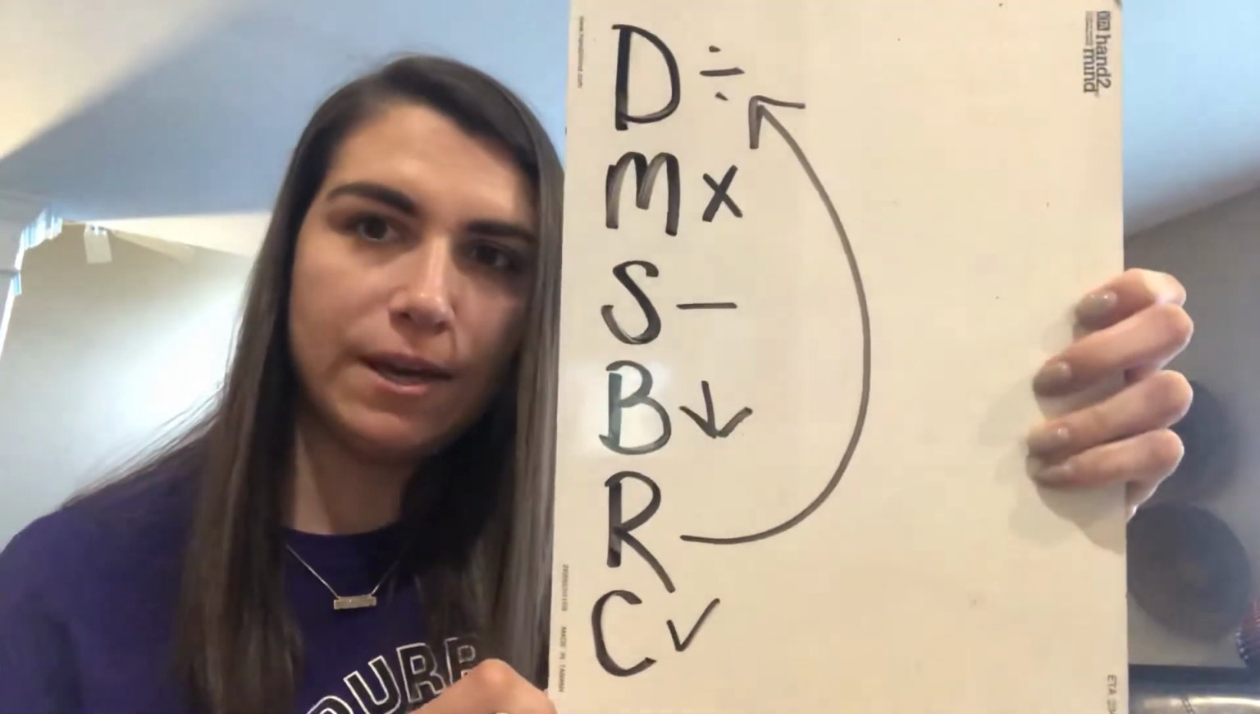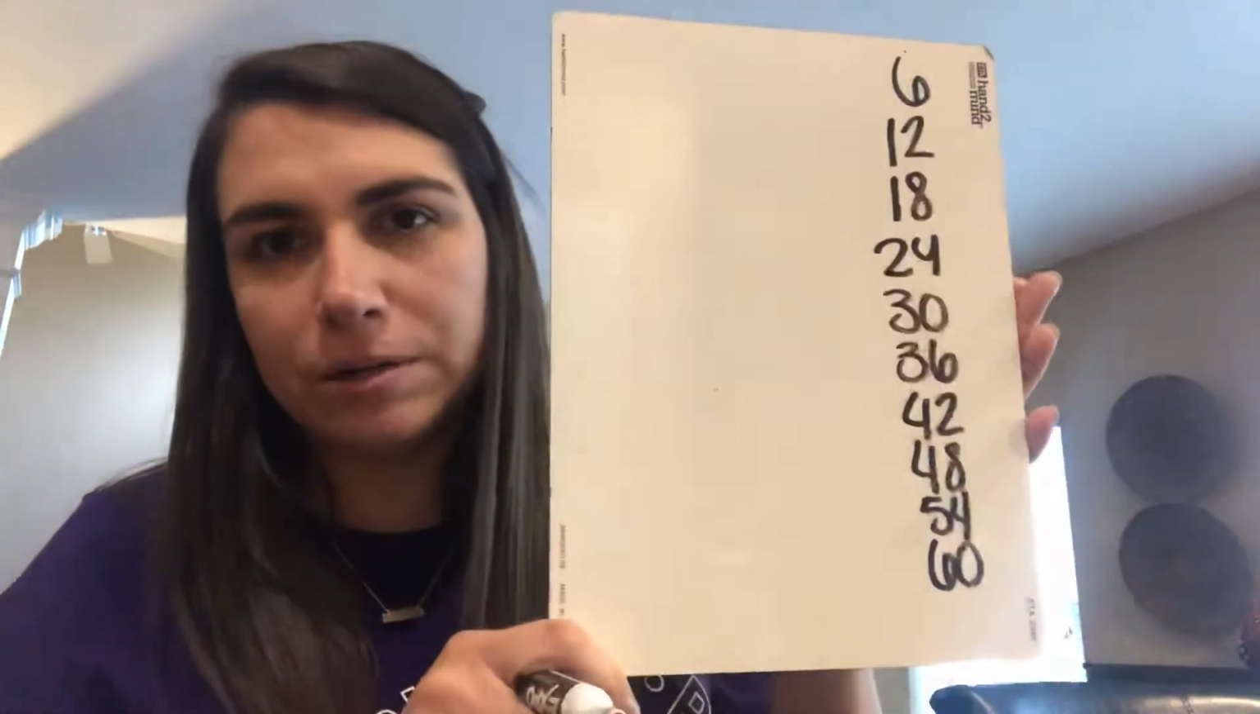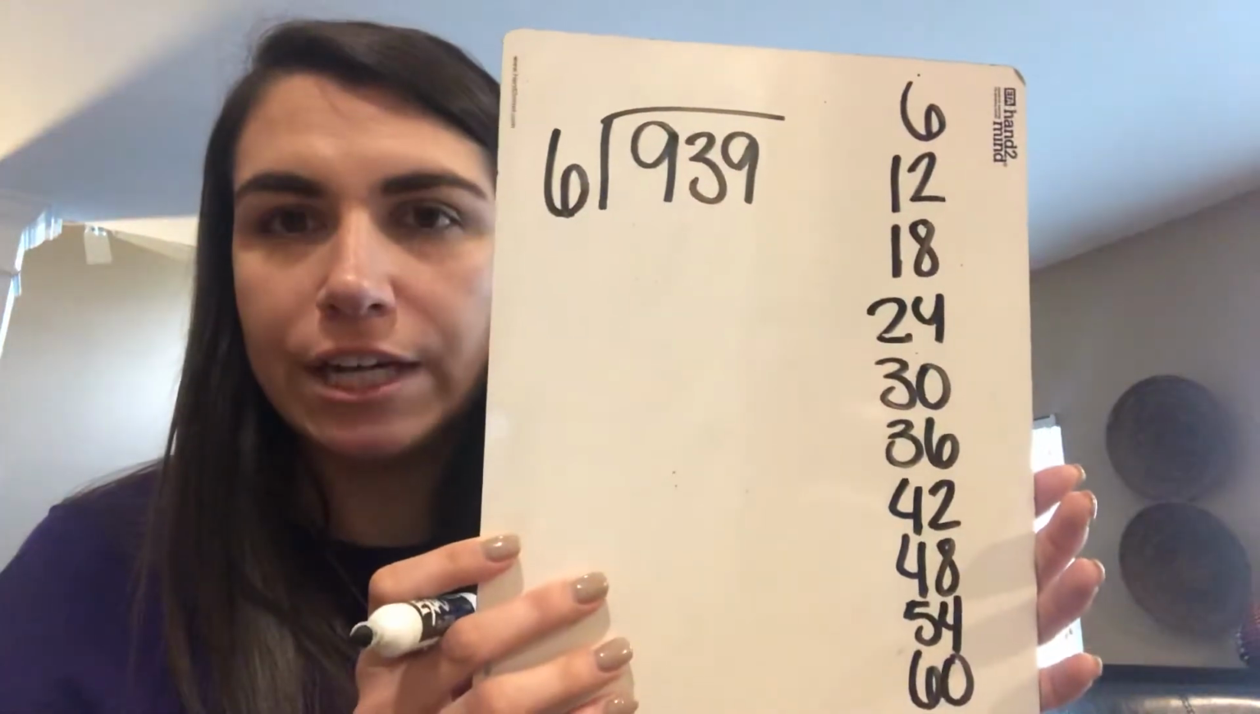If you need to pause the screen, you can. And we're gonna move on. So the first problem we have, we're gonna be using our sixes. So we're gonna skip count by sixes. So on the side of your paper, right next to where you write the problem, skip count with me right now. So it's 6, 12, 18, 24, 30, 36, 42, 48, 54, 60. So go ahead and write those on your paper. And now we're going to write the division problem right next to it. So it is 939 divided by 6. So go ahead and pause your screen and solve.